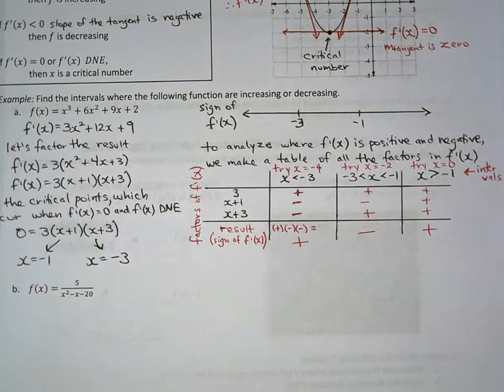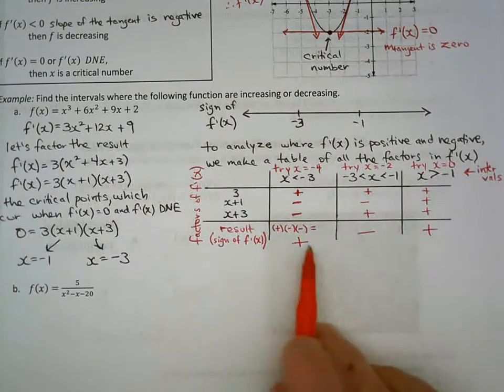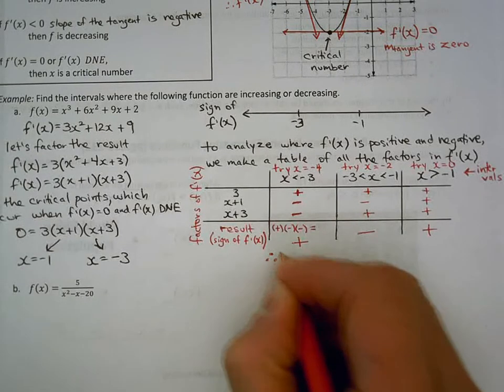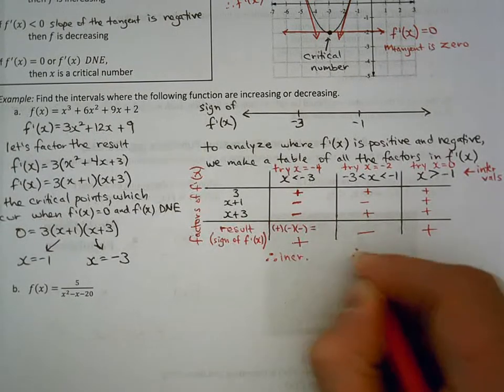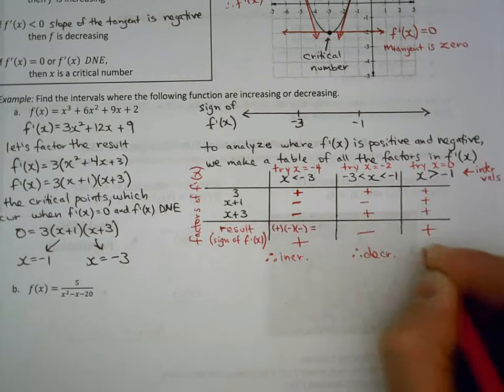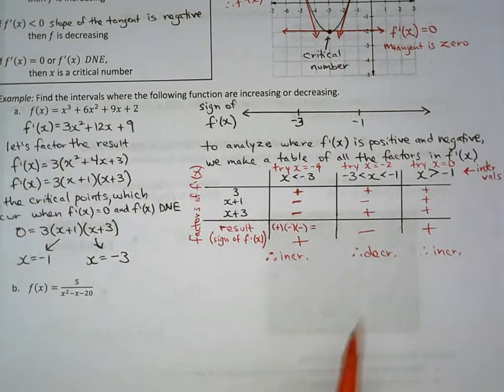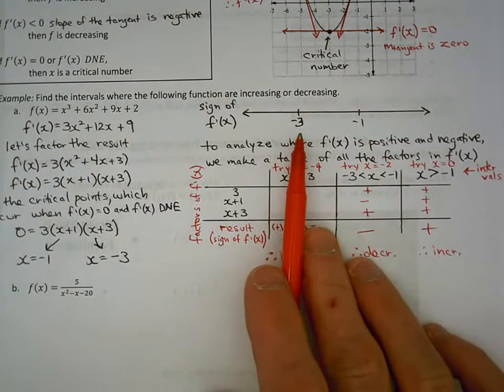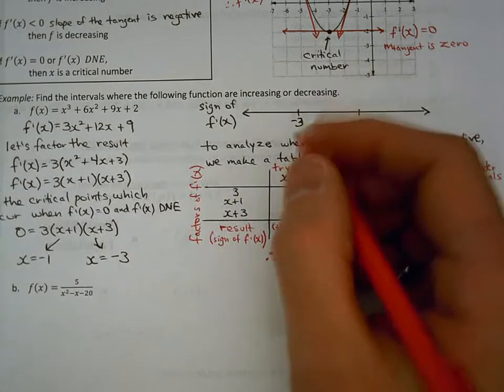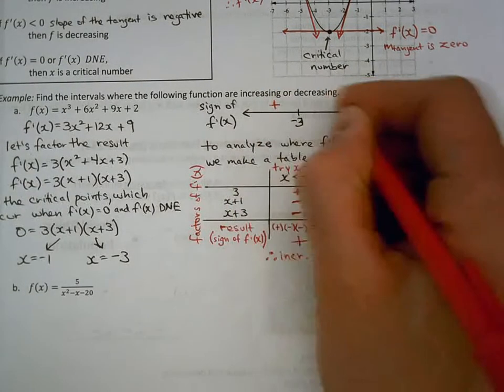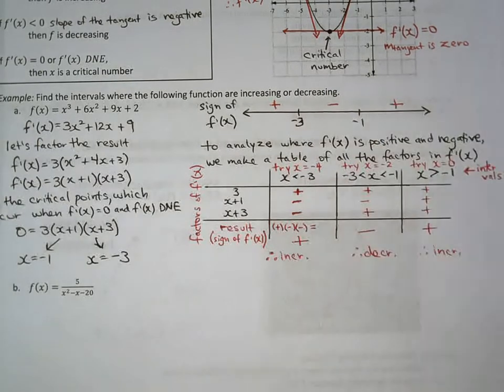So this is what we were looking for. Remember, we were looking where the sign is positive, because that means the function's increasing. The negative means decreasing, and then it's increasing again. What I recommend doing is going back and labeling your sign diagram. We have a positive region here, a negative region here, and a positive region here.